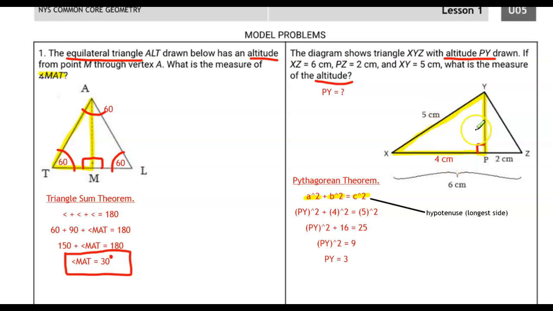So I know that the hypotenuse of this triangle is 5, and the 2 legs are 4 and PY respectively, so I substitute those into the equation. Then I solve. I'm getting PY squared is equal to 9, which means PY is equal to 3. I found my measure of the altitude because PY is the altitude. It should be 3, of course, centimeters. Good thing I remembered my measurements.